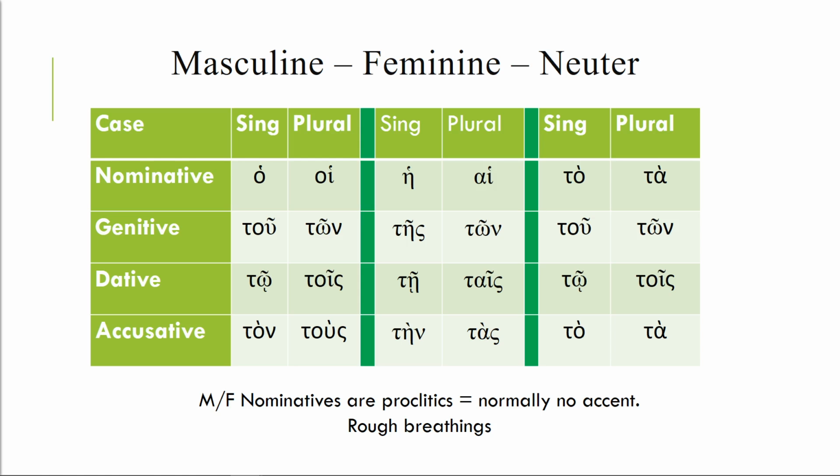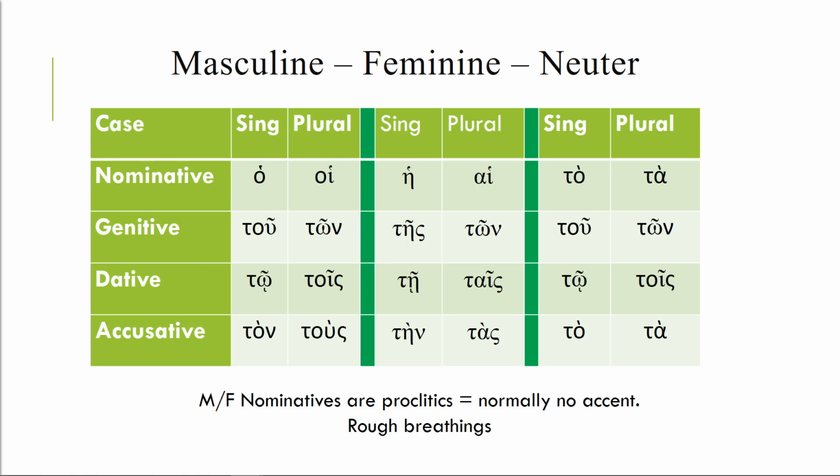So, ho, tou, to, ton. Hoi, ton, tois, tous. You'll also notice in the dative there is a little mark under the omicron, which is called an iota subscript. There is originally an iota in that word, but it is so weakened over time that it isn't even pronounced, and it's just left as a remnant in a little bit of what's called the iota subscript.